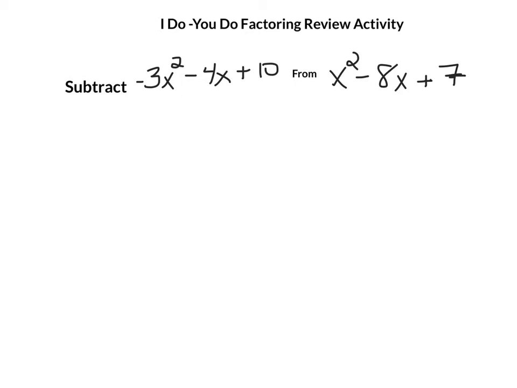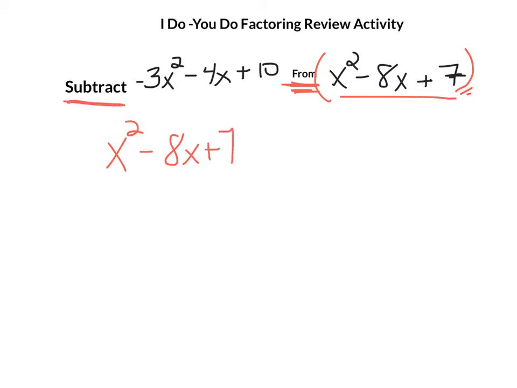Well, the first one here says subtract negative 3x squared minus 4x plus 10 from x squared minus 8x plus 7. My friends know that we really focus on this word from. That's the most important word. It tells me that we need to put this guy that I just put in parentheses here out front. I haven't used my stylus in a while, so bear with me. So we're going to write x squared minus 8x plus 7, and subtract does mean to subtract, so we're going to put a nice big minus sign in between there. And then we're going to write our negative 3x squared minus 4x plus 10.